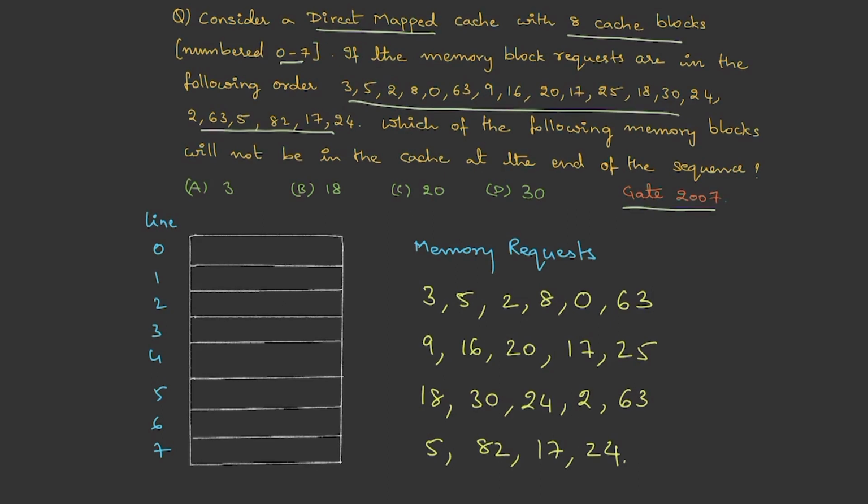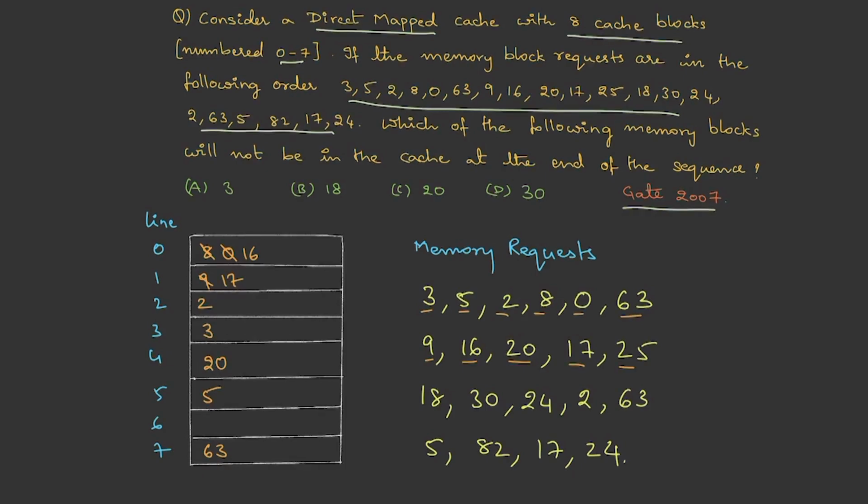Now let's fill the cache with the following request. First is 3. 3 will be in line 3. Then 5. Then 2. 8. 0. Now 0 has to be in line 0, but 8 is there. So this will be replaced with 0. Then 63 will be in line 7. Then 9. Again 16 belongs to line 0, but here 0 is there. So this will be replaced with 16. Then 20 to line 4. Then 17 has to be in line 1, so this will be replaced with 17.